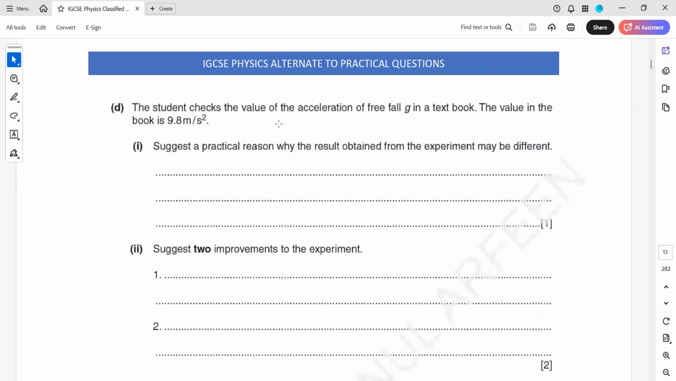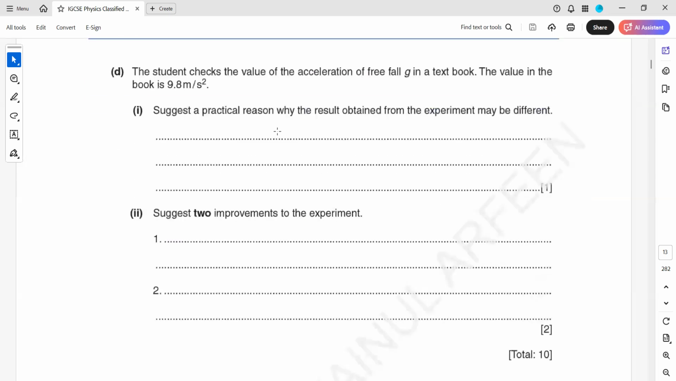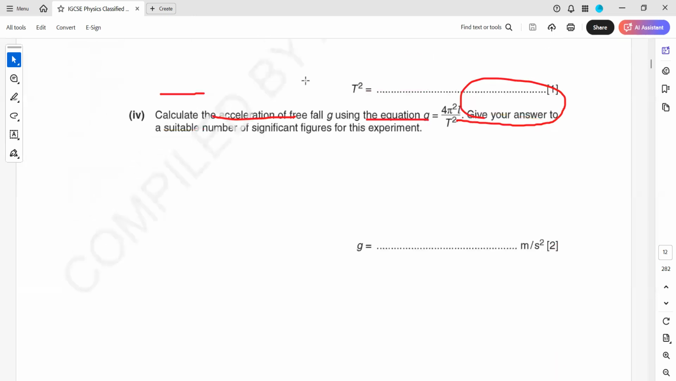The next one is this. Look, the student checked the value of acceleration of free fall in the textbook and found that it is 9.8. Suggest a practical reason why the results obtained from the experiment may be different. Maybe I have to write stopwatch or parallax error. Look, we will go back to the formula.